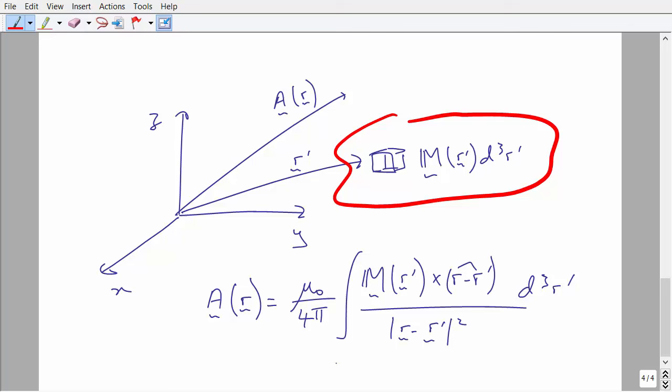Okay, so just as in our development of dielectrics, we did some fairly straightforward mathematics and were able to recast our dielectric equation for the potential in terms of a surface charge density and a volume charge density, we can do some straightforward mathematics on this equation, and we can recast it in terms of a volume current density and a surface current density. And that goes through in the following way.